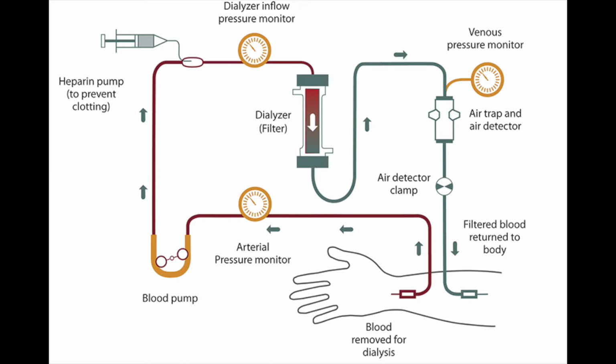Then after the filtration has happened, it goes out into the third monitor, which is your venous pressure monitor. And finally, before it enters the blood, which is your venous, it actually has to remove any air that is in the blood to prevent any air emboli. Then finally, it's returned to the blood.